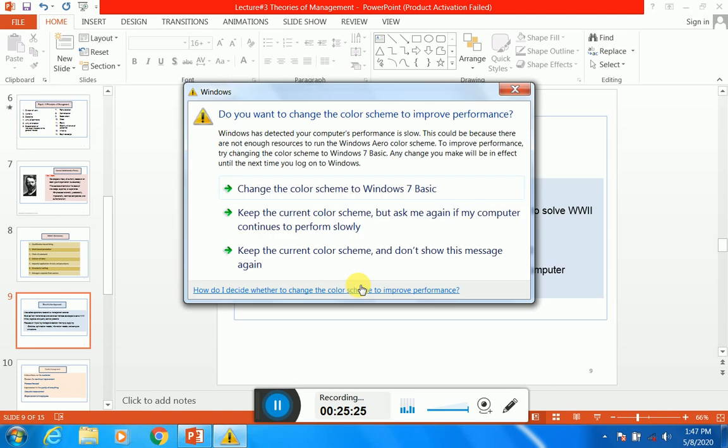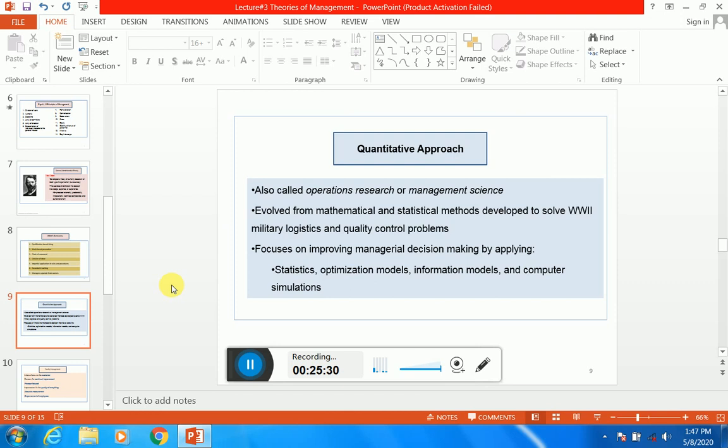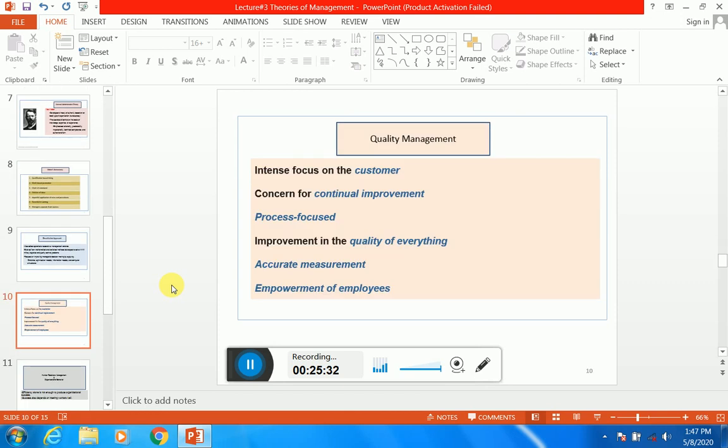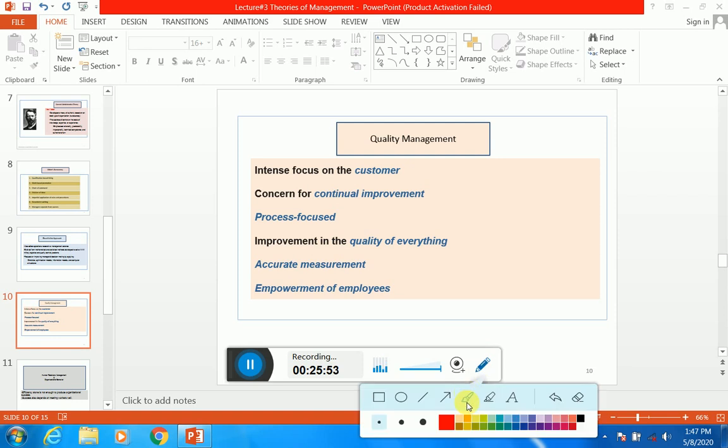Hope a bit of an idea will be clear. Next we had a qualitative management approach. Its elements: intent, focus on the customer, concern for continual improvement, process focus, improvement in the quality of everything, accurate measurement and empowerment of employees. The qualitative approach is mostly used for marketing research, where the marketer or marketing research panel works to enhance quality. To enhance quality you have to intensely focus on the customer.